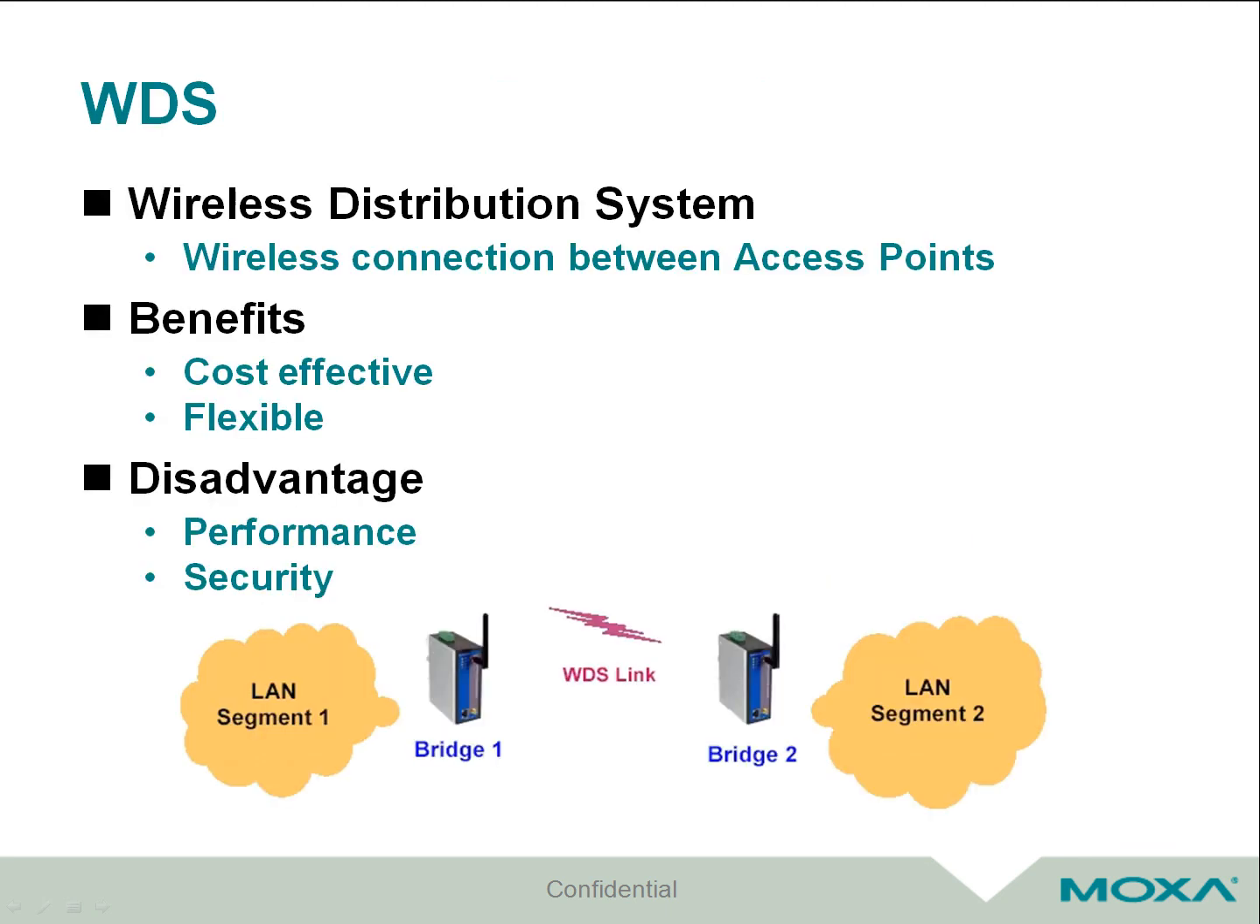802.11 standards also define one more function of wireless devices. It is called WDS, and it is designed for building a wireless connection between access points to form wireless backbone. This function has performance and security issues, which is why it is not popular nowadays. We will talk about wireless backbone in more detail in the next section.